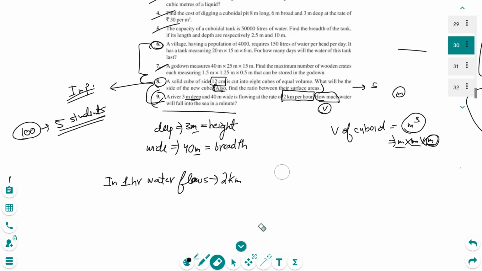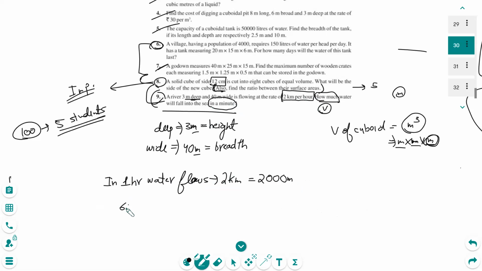Now that's in 1 hour. I need the length for 1 minute, and I need the volume for 1 minute, right? So how about we convert it into 1 minute as well, so that I have the length for 1 minute only. So 1 hour is 2 km. Let's convert it into meters first, because I need meters only. So in 1 hour, water flows this much.